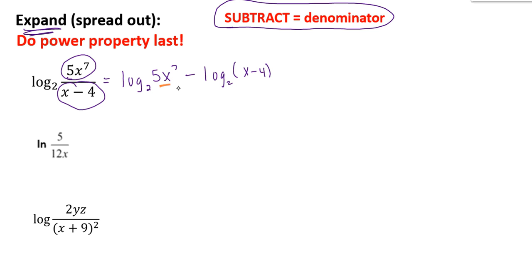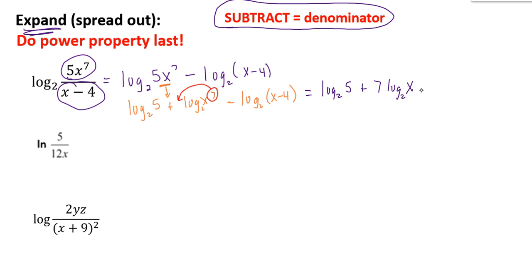But if you look closer, look what we have here. 2 things inside the log, they both get their own log. So the 5 gets a log, and the x to the 7th gets a log. But it's going to be adding here because they were multiplying. And then minus log base 2 of this other stuff. Okay, and then don't forget that powers can move out in front. So this guy is going to go out in front here. So that our final answer is log base 2 of 5 plus 7 log base 2 of x minus log base 2 of x minus 4.